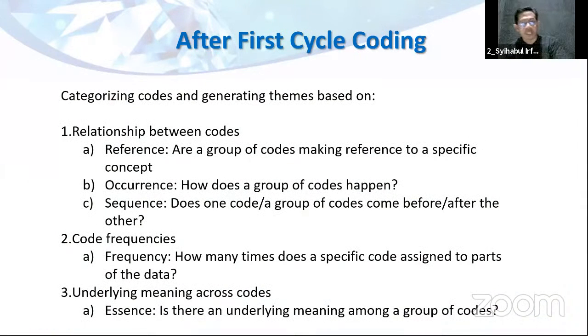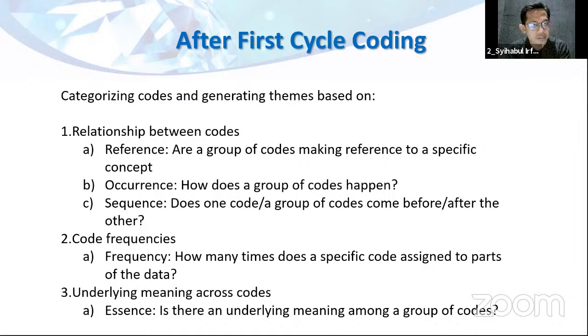After first cycle coding, we should categorize codes and generate themes based on the first relationship between codes: reference. The question may be, is a group of codes making reference to a specific concept or occurrence? How does a group of codes happen or sequence? Does one code or a group of codes come before or after the other?